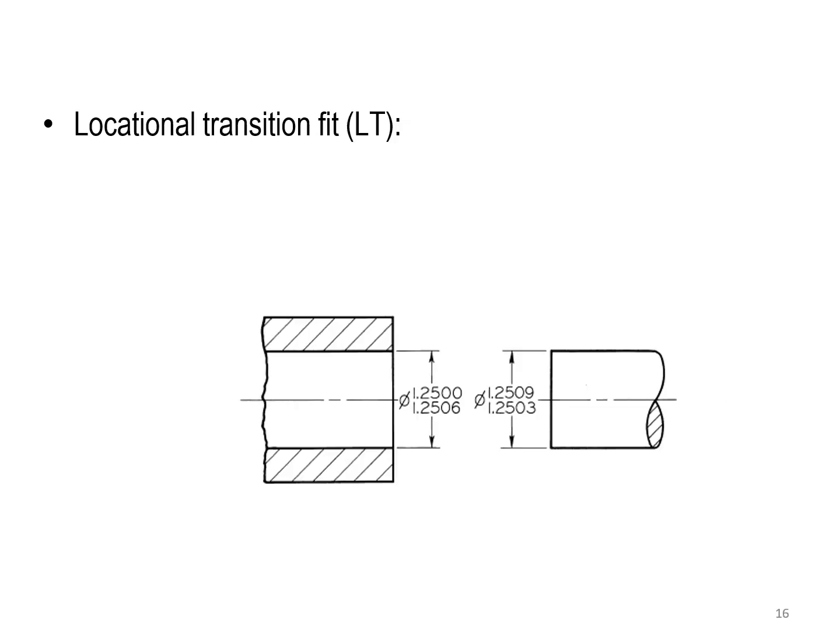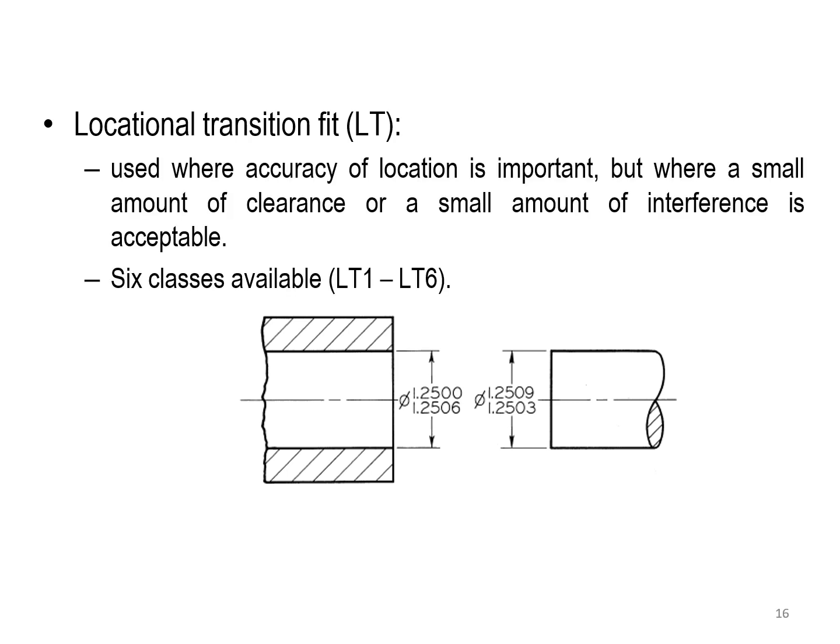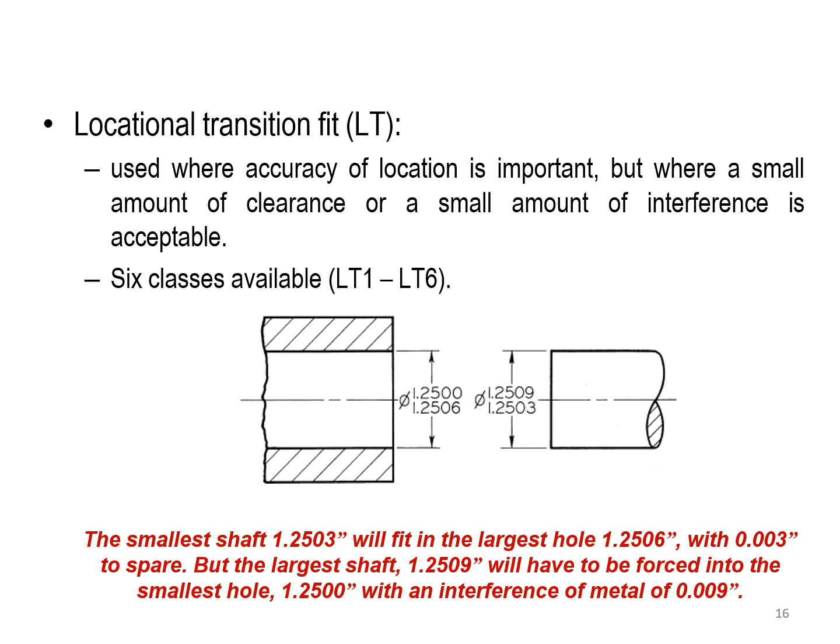So this is the locational transition fit, or the LT value, used where the accuracy of the location is important, like how concentric it is, but where a small amount of clearance or a small amount of interference is acceptable. Again, it has 6 classes, from LT1 to LT6.